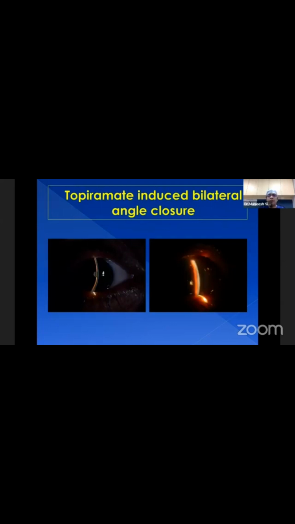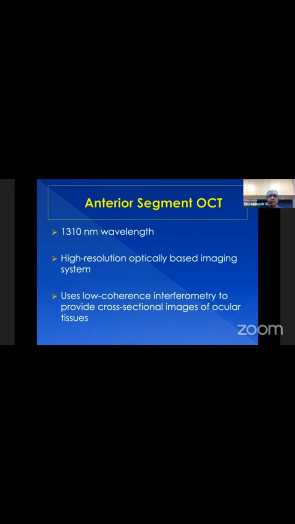In topiramate induced bilateral angle closure, UBM is diagnostic. You can see the supraciliary effusion, you can confirm it, plus post-treatment, how it has resolved can also be seen very nicely on a UBM. Coming to anterior segment OCT, anterior segment OCT uses 1310 nanometer wavelength.